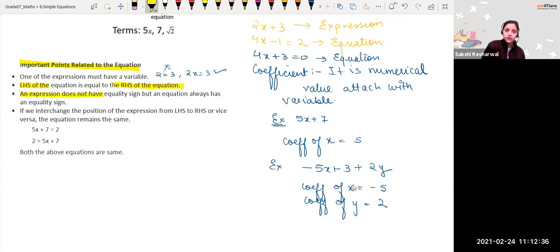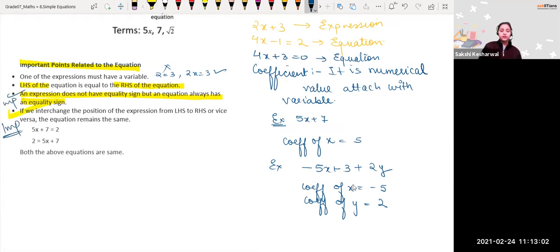Now this is what I have been saying till now. An equation has an equal to sign, but an expression does not have an equal to sign. If we interchange the position of the expression from LHS to RHS, or vice versa, the equation remains the same, right? So 5x plus 7 is equal to 2, or 2 is equal to 5x plus 7. Both the equations are the same. This is really important, because sometimes students get confused.